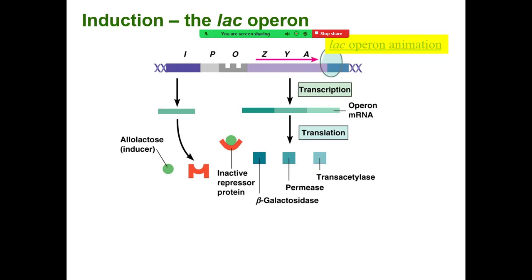Now, a bacterial operon may have 1 structural gene or several structural genes in the operon. If there are more than 1, they are all related to each other. In the case of the lac operon, all of the genes are related to the metabolism of the sugar lactose. Any questions about any of that?